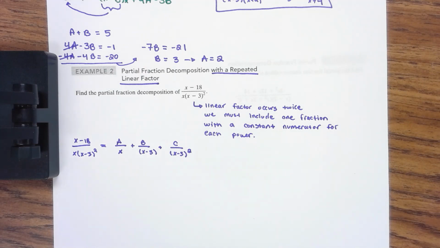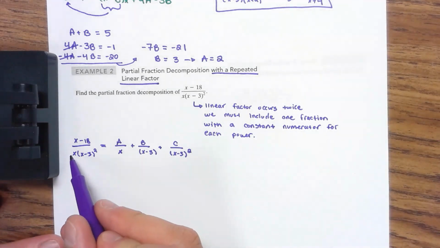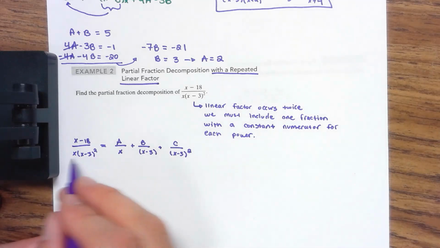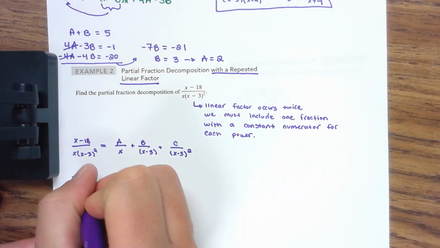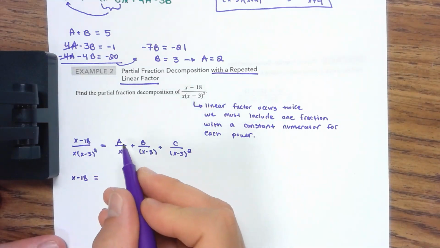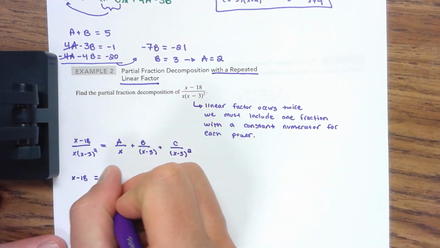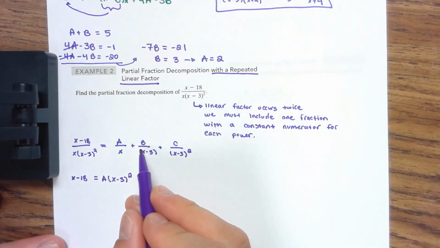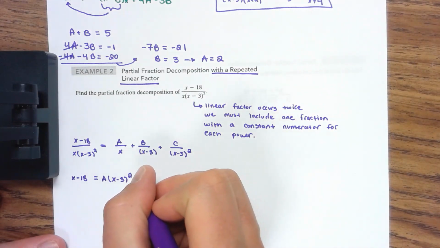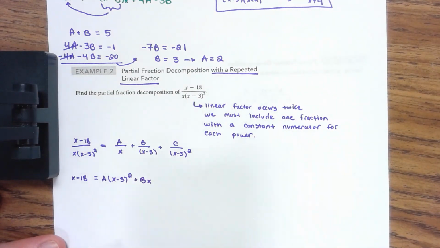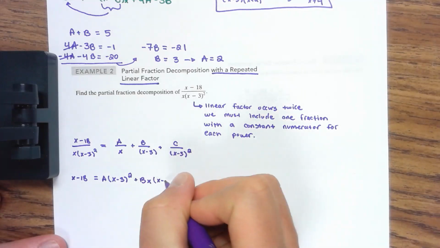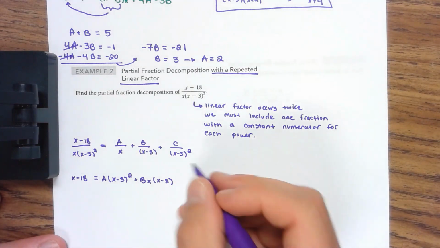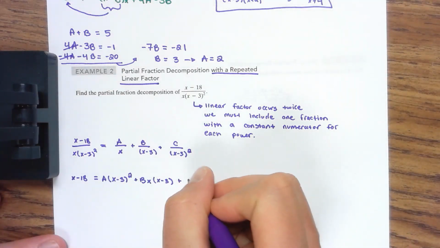So now our task is the same as before, where we're going to distribute these factors to every single term. So once we distribute, this entire denominator goes away. So the left side is just x minus 18. The right side, the x's are going to cancel out, so I'm going to get a times x minus 3 squared. In the next fraction, I'm going to get one of the x minus 3's to cancel out. The x doesn't have anything to cancel out with. And then we have one more of those x minus 3's left over. And then over here, all of the x minus 3 squareds cancel out, so we're left with just cx.